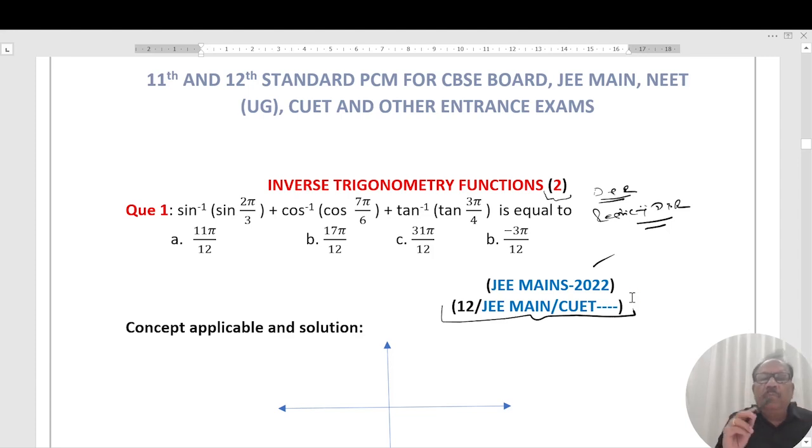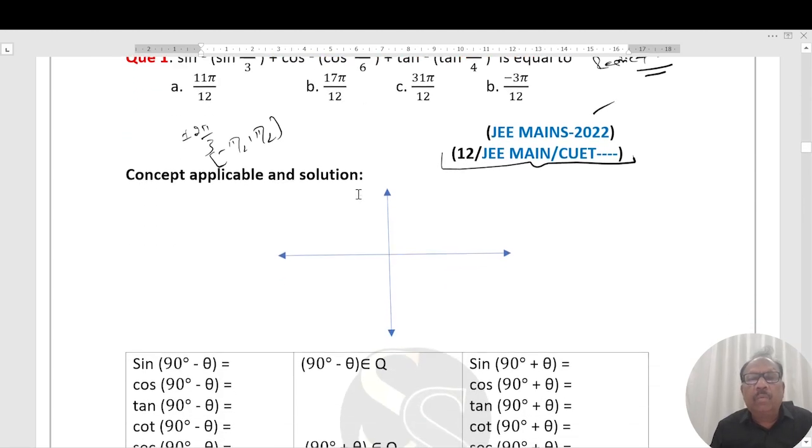Now, in this case, we know sine of inverse sine 2 pi by 3 is not equal to 2 pi by 3. Not equal to 2 pi by 3, because domain of this is minus pi by 2 to pi by 2. Means this angle should belong to this interval. Similarly, in this case, we have to reduce these angles into their corresponding domains, right? To reduce this into that, these concepts are applicable, right?